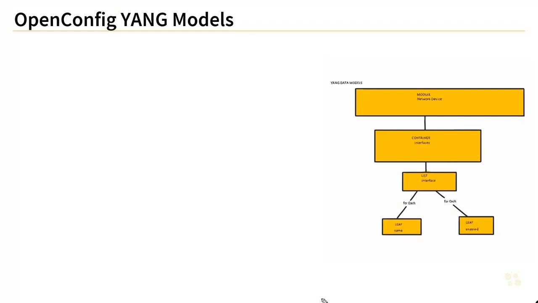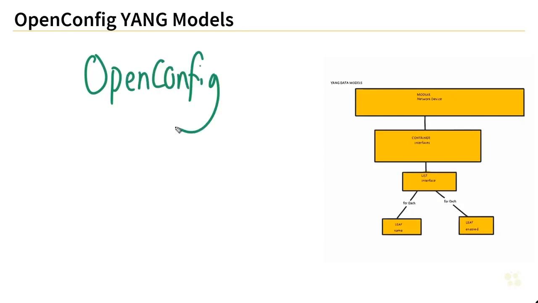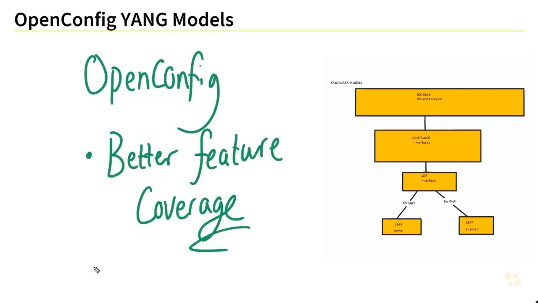So what you actually notice using OpenConfig models versus the IETF is that OpenConfig has much better feature coverage than the IETF. They get the models out faster, and whilst they're not as strict as the IETF, you can expect pretty reasonable stability.